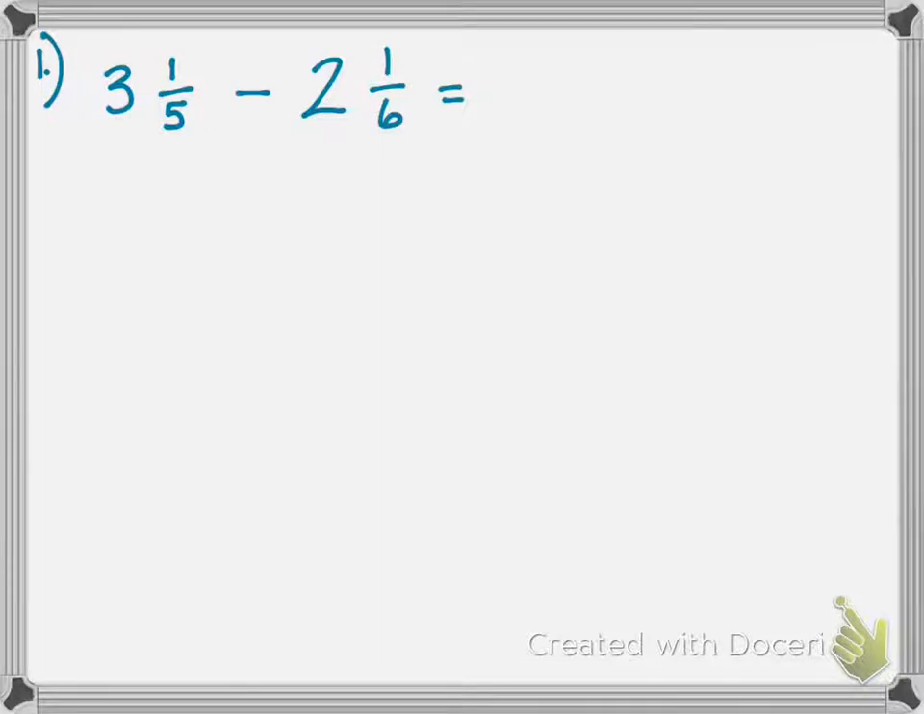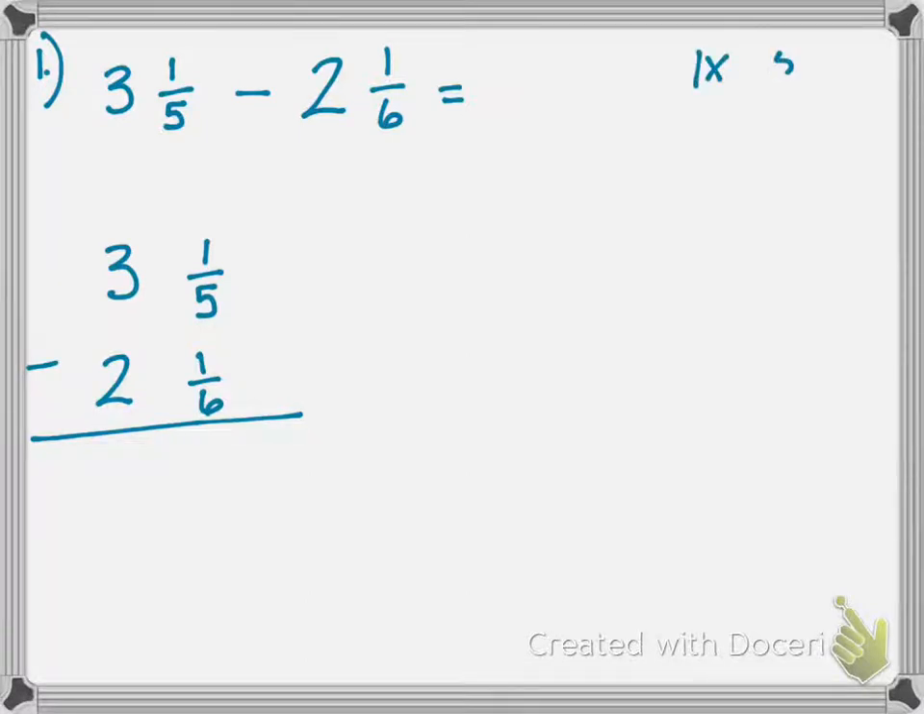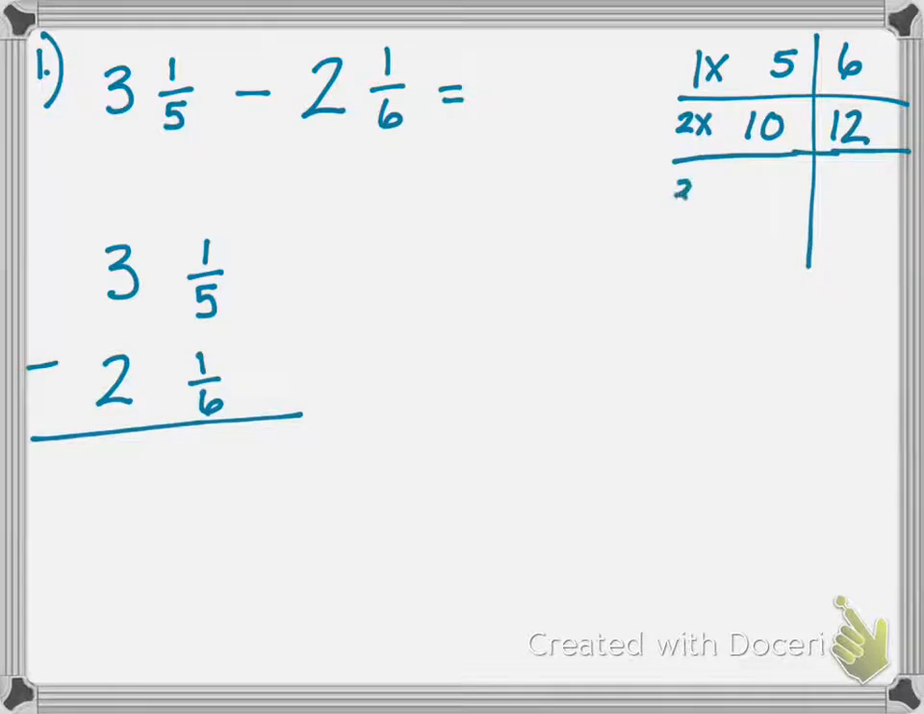And I also like to write mine, especially with subtraction, vertically. So I've got those place values. So I'm going to have 3 1/5 minus 2 1/6. All right, I'm going to go over here and I'm going to do my ratio table. So I have my times 1, which was 5 and 6. My 2 times is 10 and 12. My 3 times.